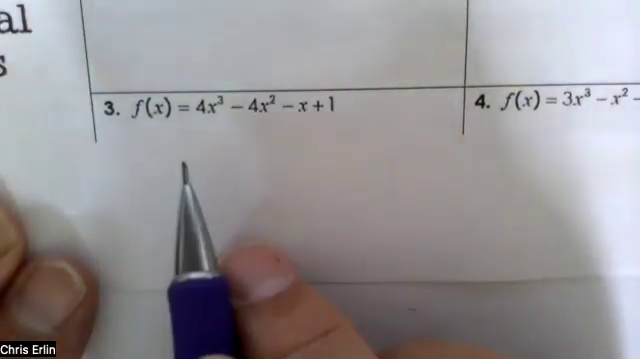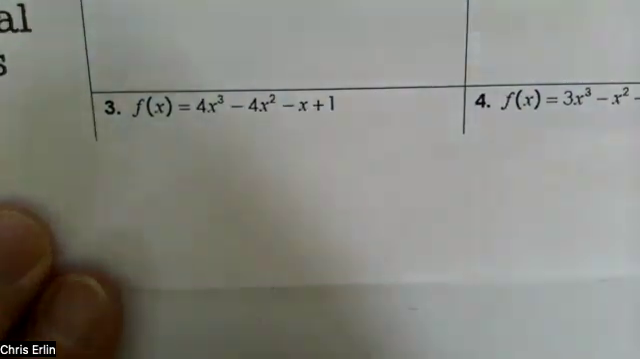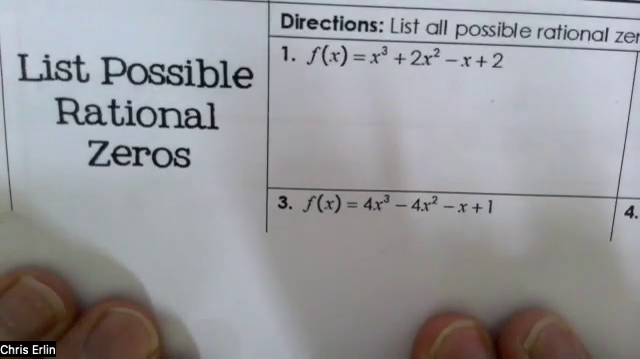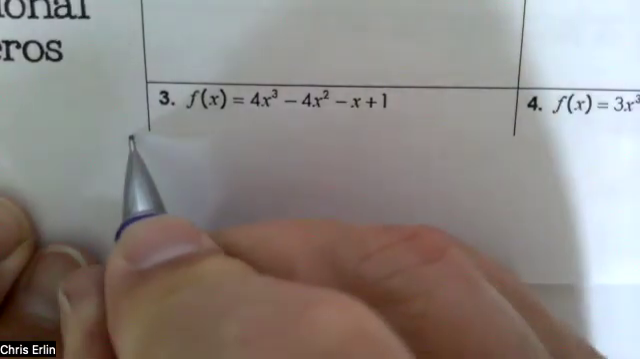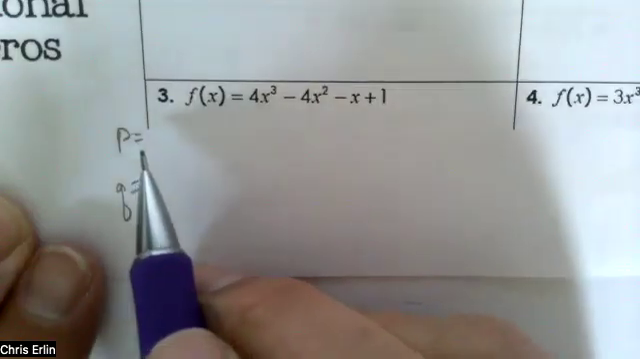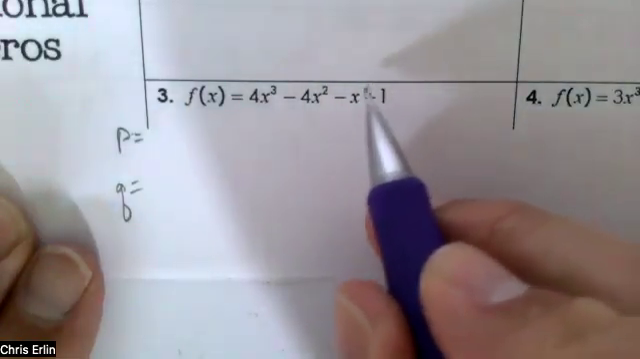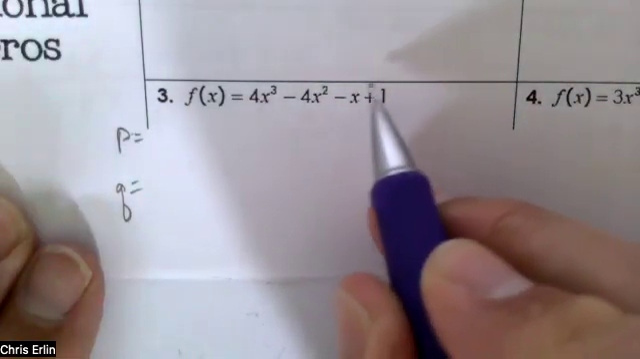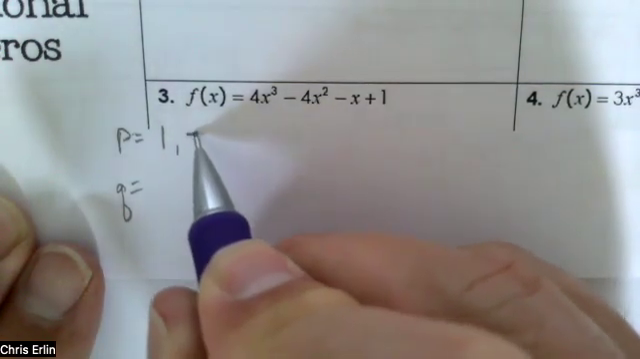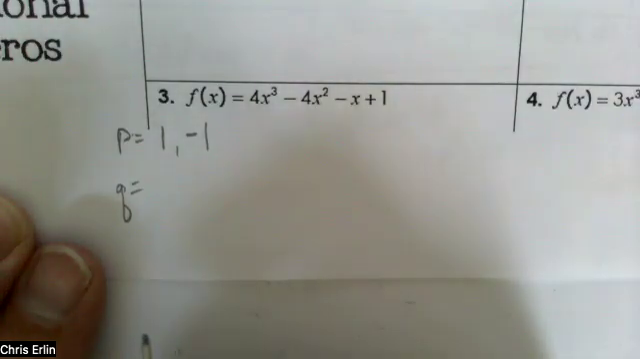So let's take a look at number 3 here. I want to find all the possible rational roots. List all the possible rational roots. So I'm going to find my P and my Q's. P is all the factors of this constant term. Tell me all the factors of this constant term. 1 and -1. Couldn't I factor it as -1 times -1?